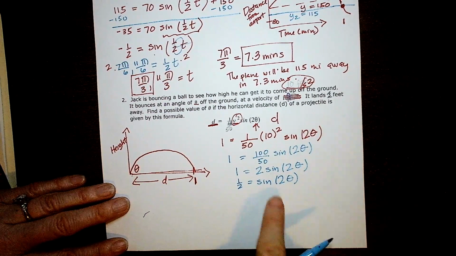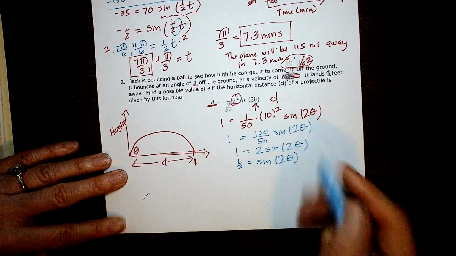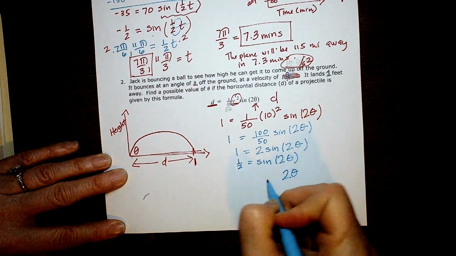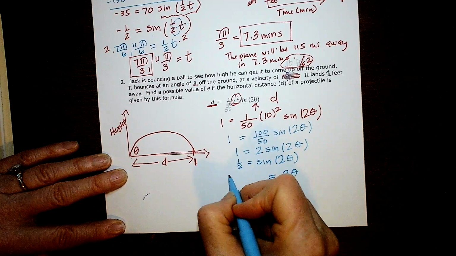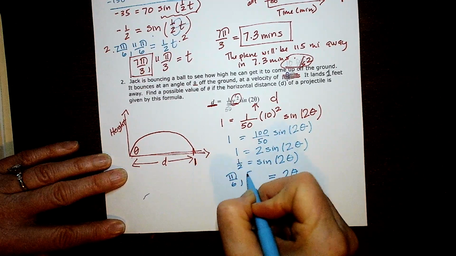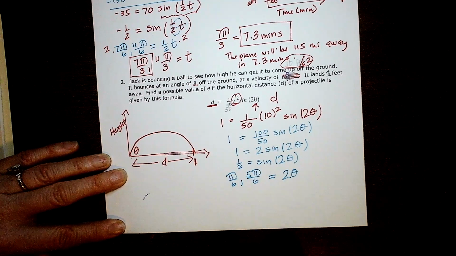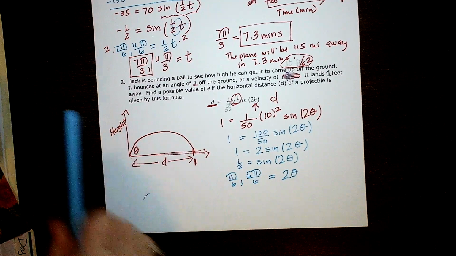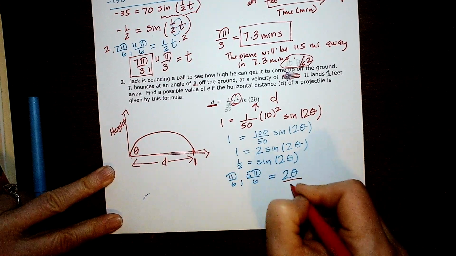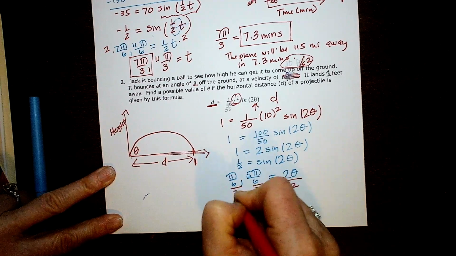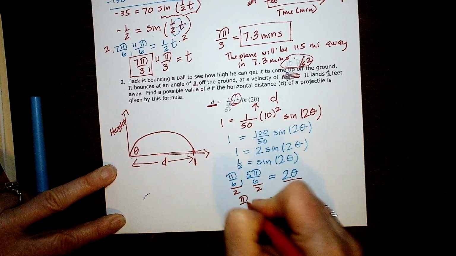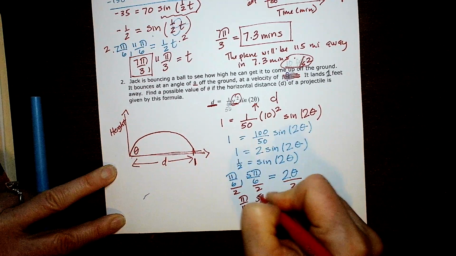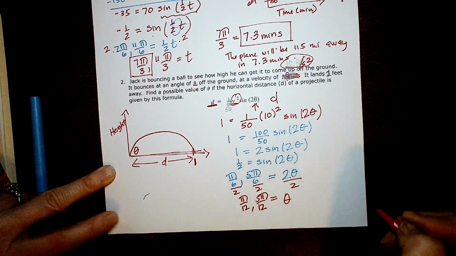Now we're just on the unit circle. So what does 2 theta equal? What angles on the unit circle have a sine of positive 1/2? Well, pi over 6 and 5 pi over 6. But I am a double angle, so I'm going to divide by 2, and I get the original solutions. Theta equals pi over 12 and 5 pi over 12.